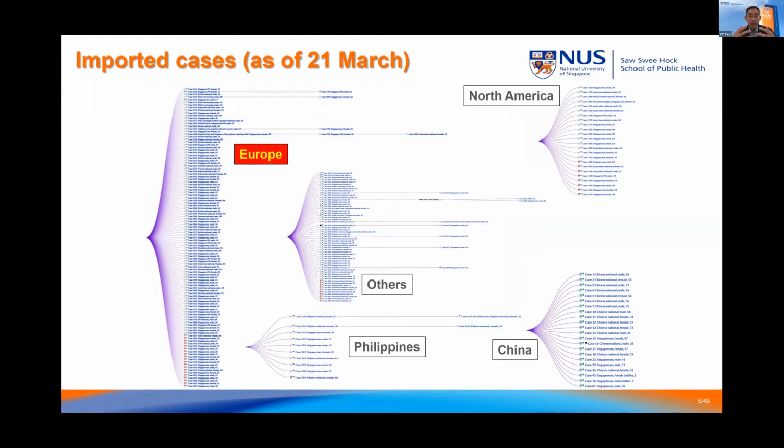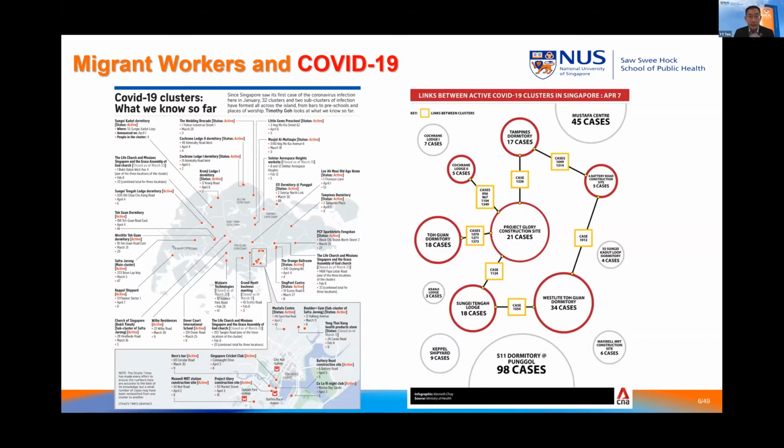And unfortunately, some of this transmission subsequently entered the migrant worker dormitories. And even within the migrant worker dormitories, the ability to identify who infected whom and where and when has been tremendously important in managing a situation like COVID-19. We were able to construct maps or linkages between clusters of infection in different parts of Singapore. So that has been very much the center of our COVID efforts at the moment.